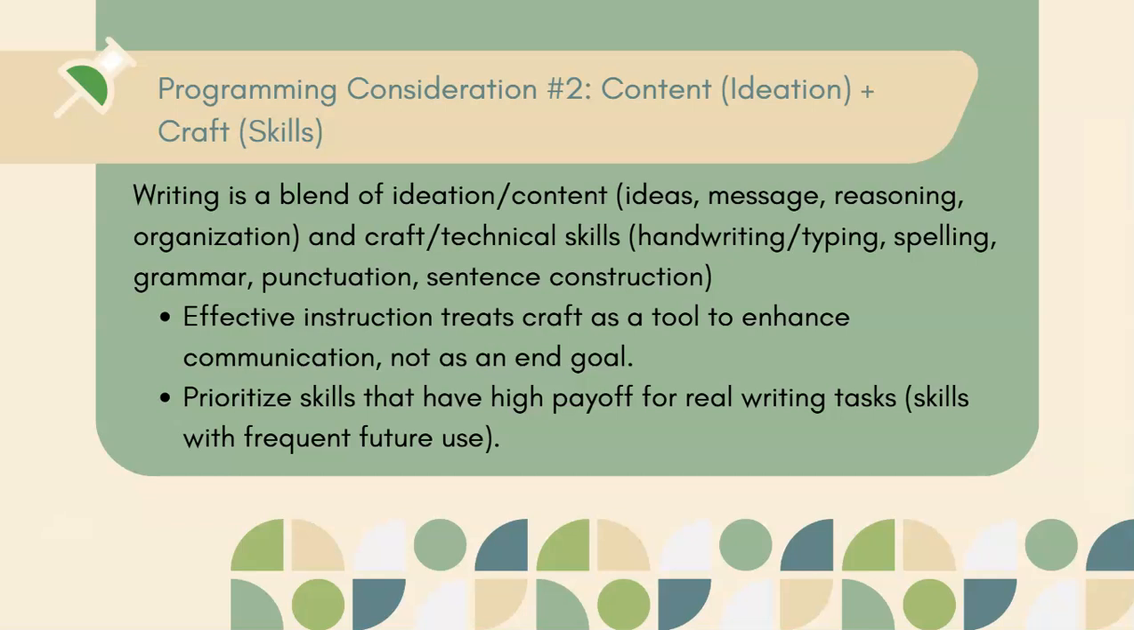Program consideration number 2, the content and the craft. Writing is a blend of the content and the craft. That would need to be effective instruction. Effective instruction treats craft as a tool, but not as an end goal. So we want to see handwriting, typing, spelling, grammar, punctuation, sentence construction. Those are a tool to enhance a student's communication, but that's not the end goal.